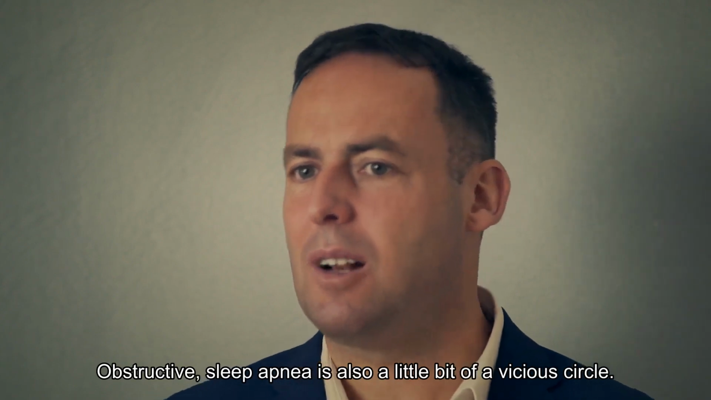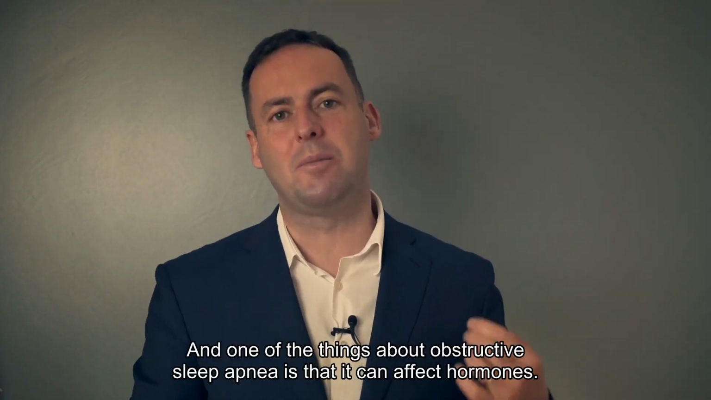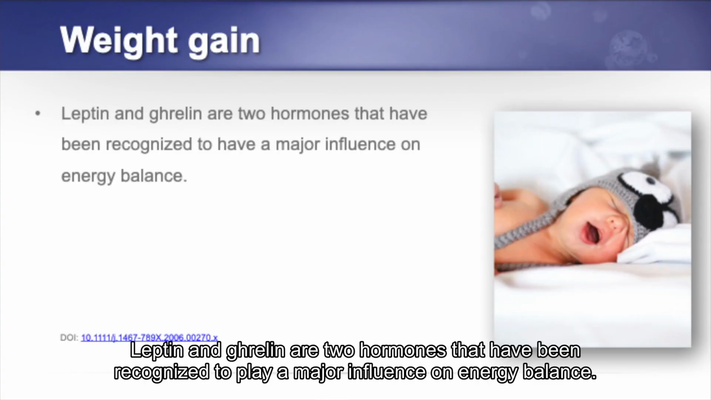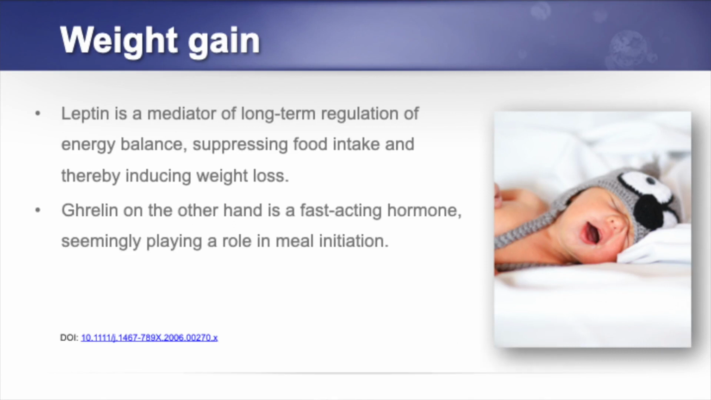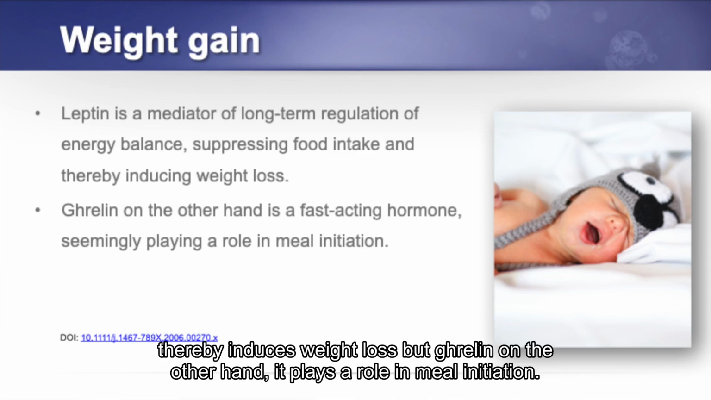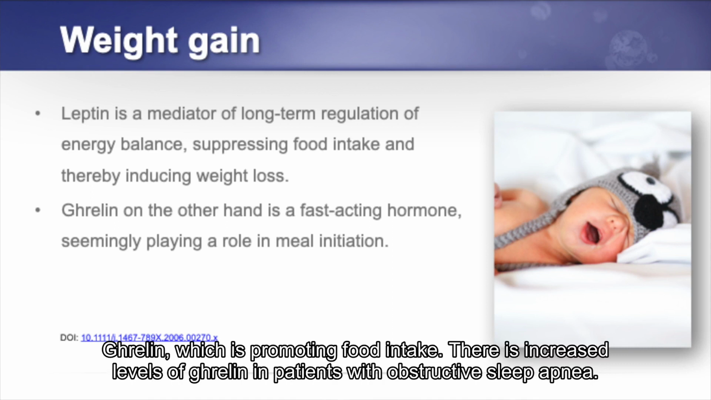Obstructive sleep apnea is also a little bit of a vicious circle. It is true that as we add on weight, it increases the risk of obstructive sleep apnea. And one of the things about obstructive sleep apnea is that it can affect hormones. Leptin and ghrelin are two hormones that have been recognized to play a major influence on energy balance. Leptin is a mediator of long-term regulation of energy balance. It suppresses food intake and thereby induces weight loss. But ghrelin, on the other hand, plays a role in meal initiation. So you have leptin, which is suppressing food intake, and ghrelin, which is promoting food intake.